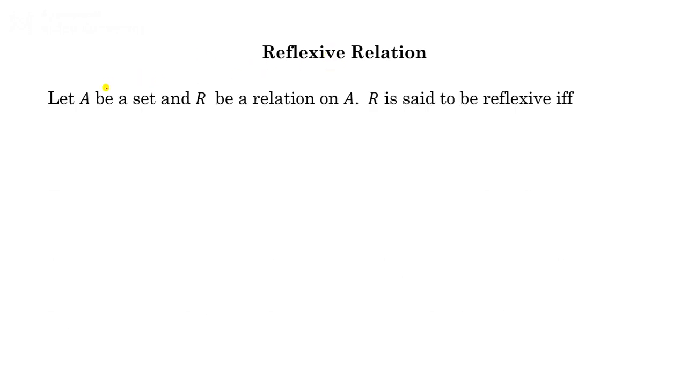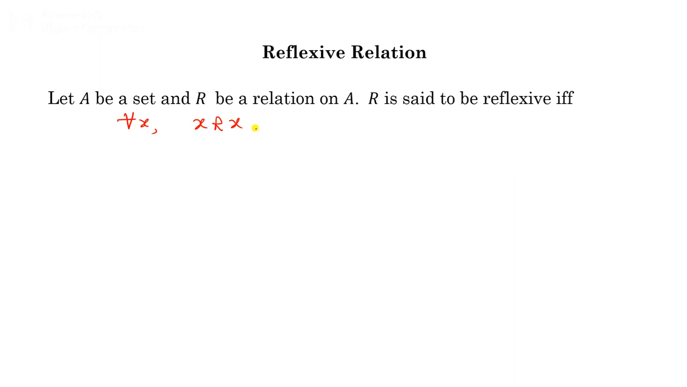Hello everyone, in this lecture we will discuss different types of relations. So start with reflexive relation. Let A be a set and R be a relation on A. R is said to be reflexive if and only if for all x, x is related to x.